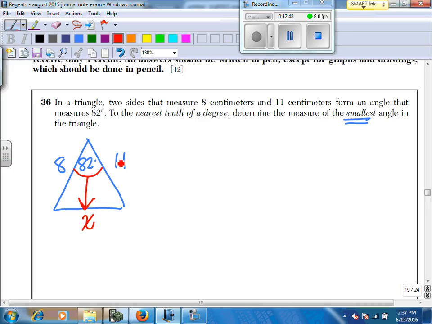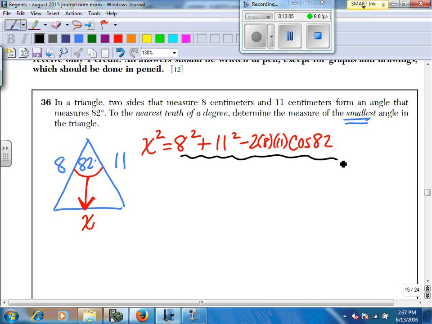Okay? Because 82 degrees is the only angle that I know, I need to start my law of cosines formula with x squared. In between, 8 squared plus 11 squared minus 2 times 8 times 11. These ones are the easiest law of cosines formulas to solve because you plug in all that stuff into your calculator. You get 160.505 something. Those are ugly 5s.